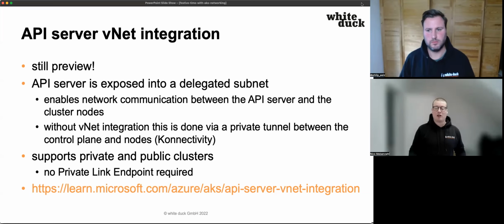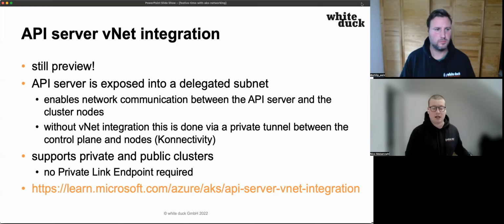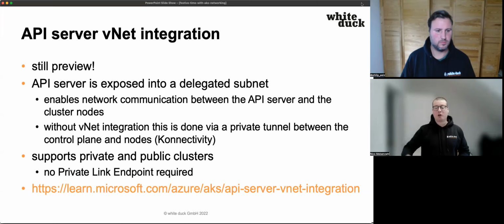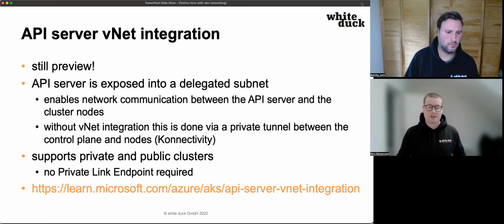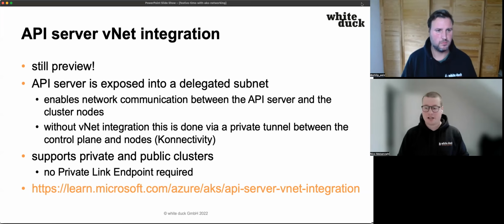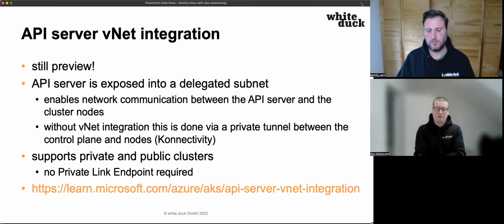And it is also nice that this works for private as well as public clusters or API servers. So you can also expose your API server with vNet integration into the public internet. But if you go with a private cluster, you can completely skip the private link endpoint stuff and just expose it to your virtual network here. So you have your full flexibility and a better integration of the control plane into your AKS cluster. We also added a link for any further details on how to set up the preview. As I said, it's still in preview, so I wouldn't run it in production so far, but it's a really nice feature. Looking forward to getting this GA.